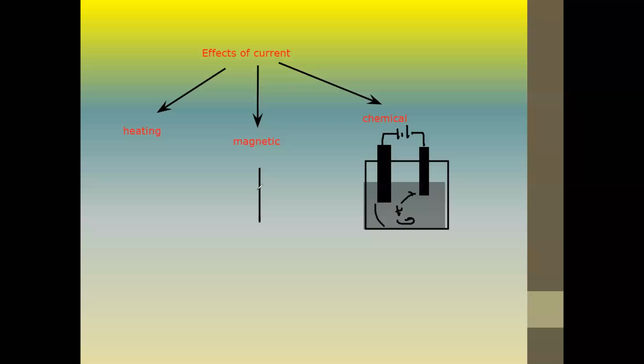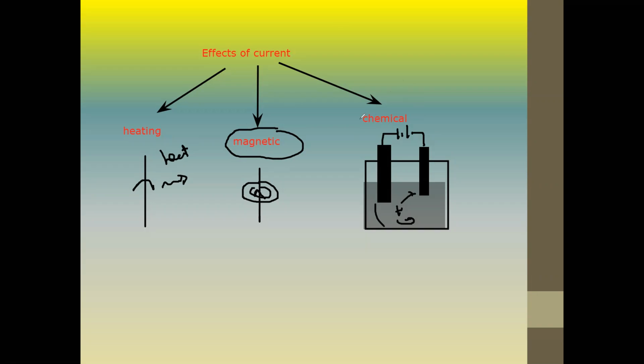Whenever current is passing through a wire, what is the effect? The magnetic effect means there is a magnetic field around it. And when current passes through the wire, it also has a heating effect, so it produces heat as well. In this topic, we will discuss only the magnetic effect of current. We will not study the chemical effect.